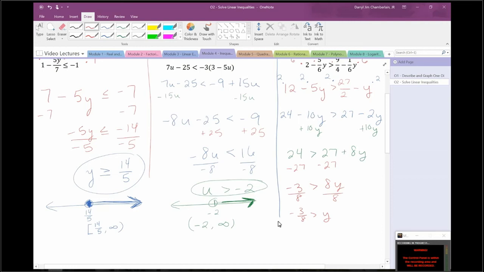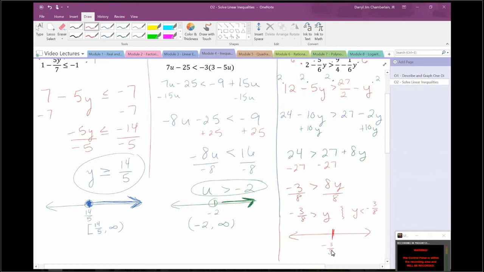And in this case, I was able to avoid dividing by a negative number because I moved the y to the right side. But let's see if we can go ahead and still graph it, even though it looks like this. So it's saying negative 3 over 8 is greater than y. Really, we could think about it as y is less than negative 3 over 8.